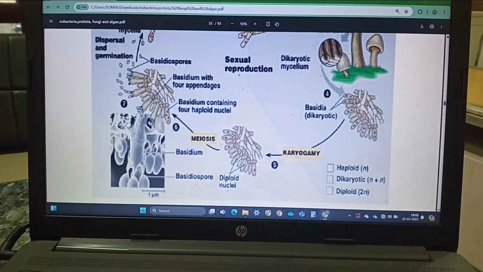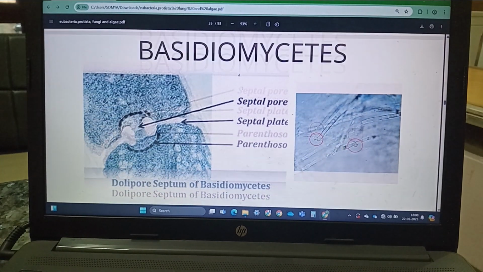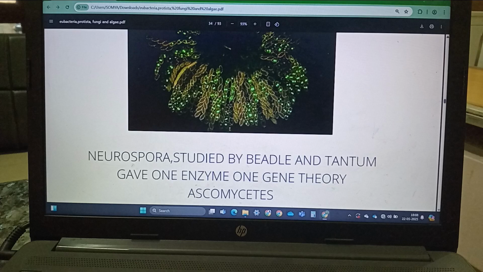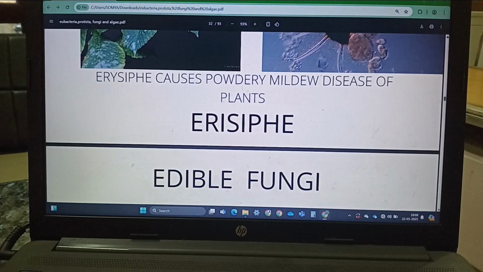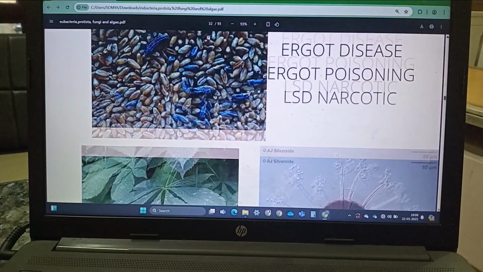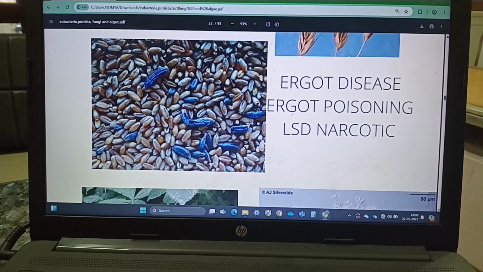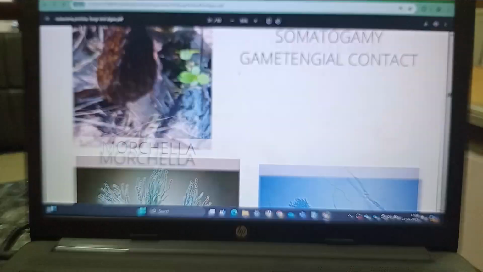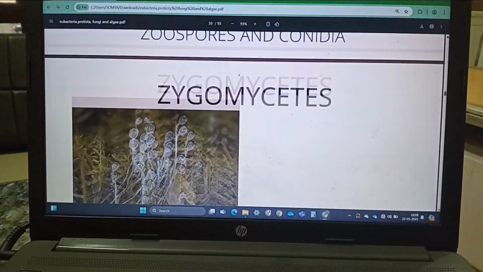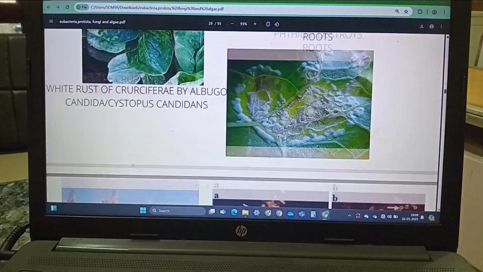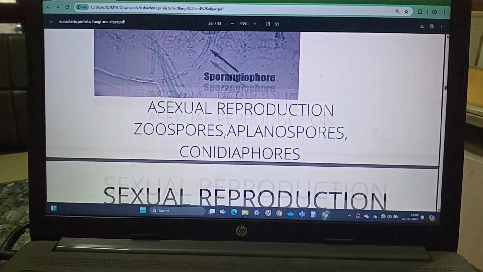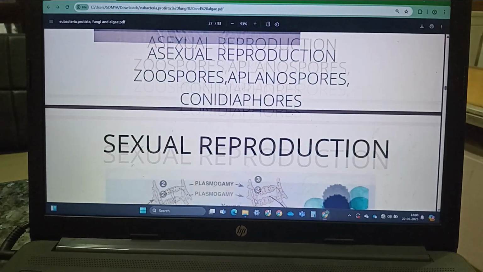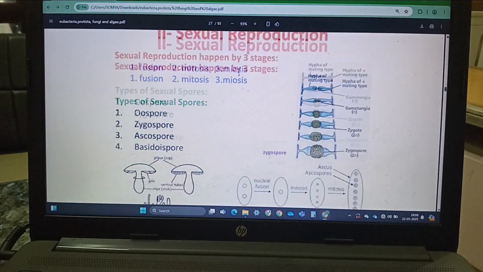So on the basis of the morphology of the mycelium, mode of spore formation and fruiting bodies, there are 4 classes of the kingdom fungi. The first is Phycomycetes. The members of Phycomycetes are of aquatic habitat.